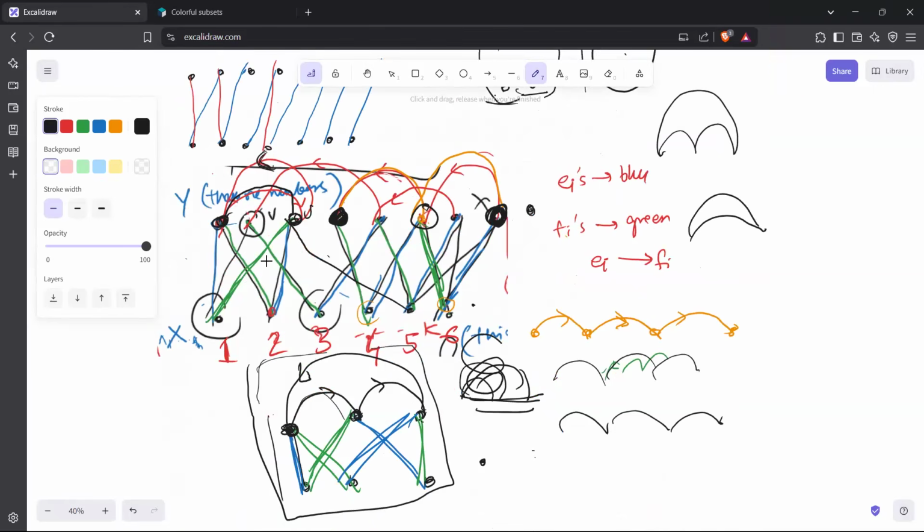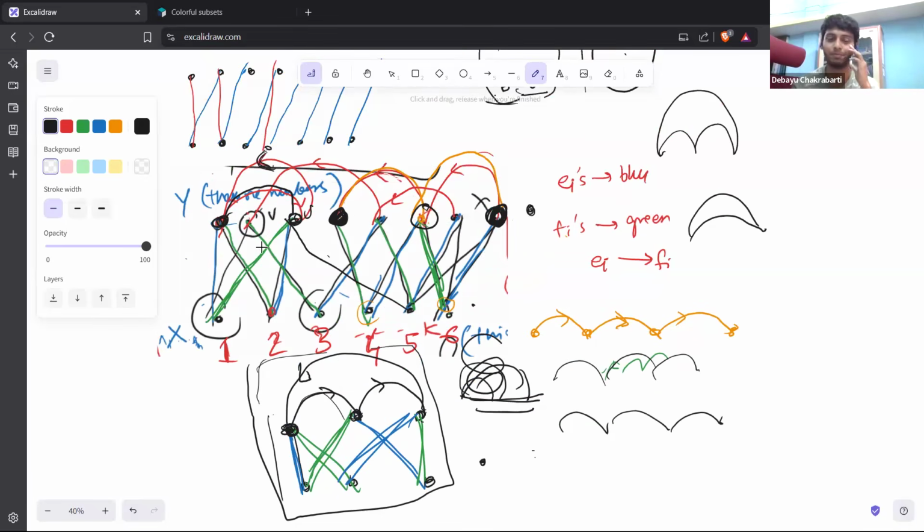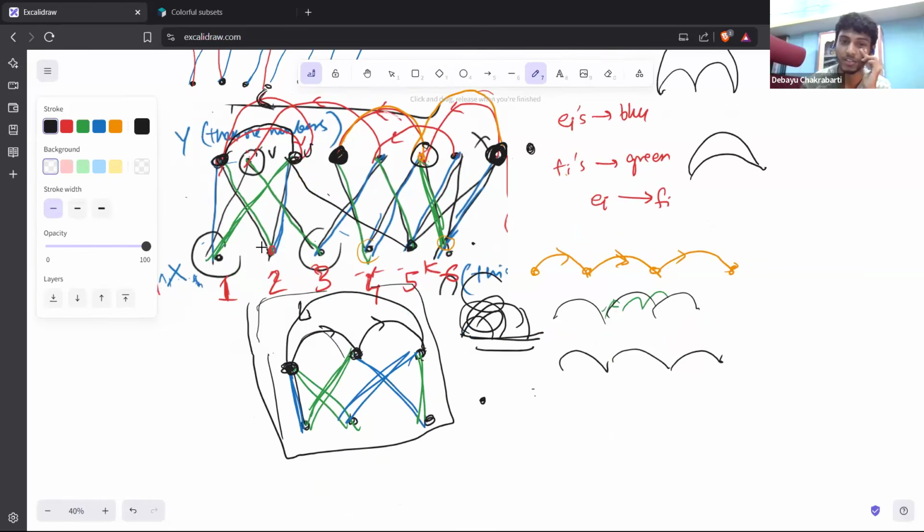Okay, so what happens if you put those remaining edges back? Yeah, good question. That is what you have to think about. Let's do this.